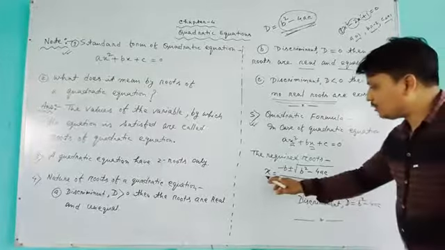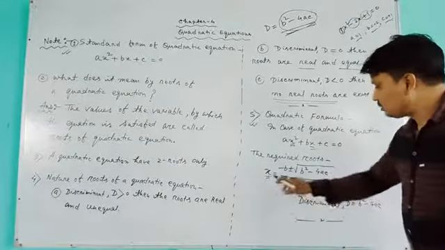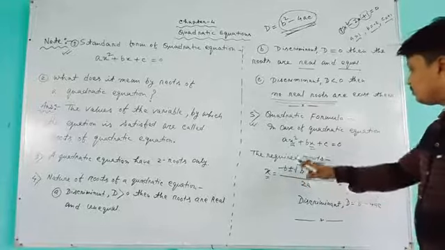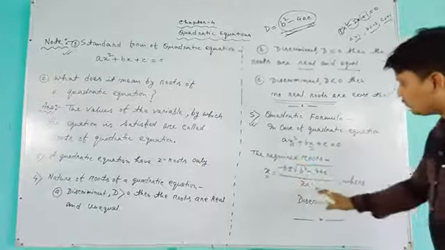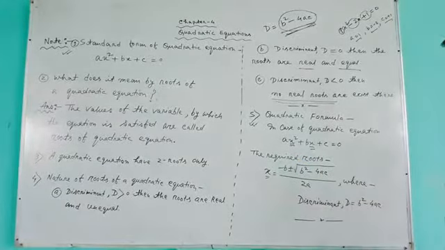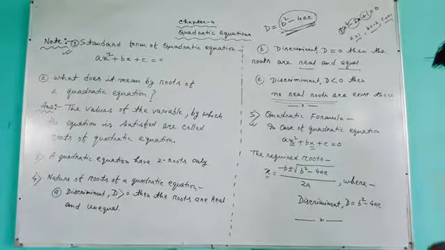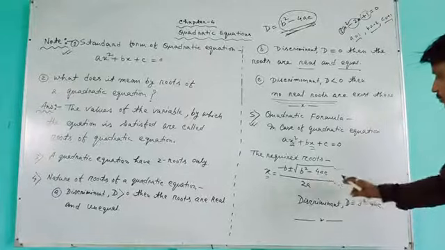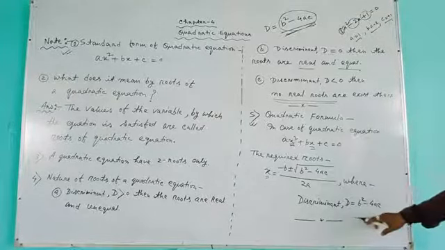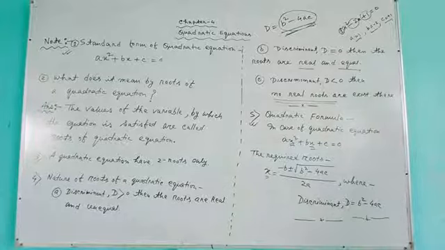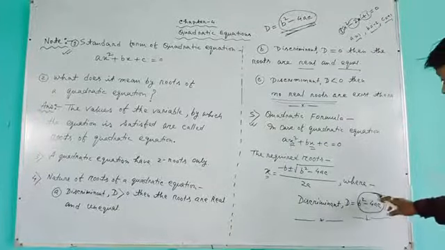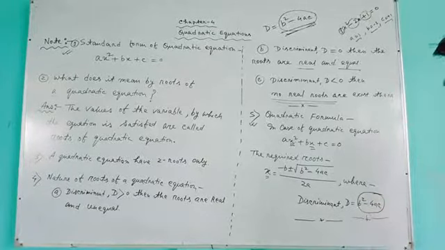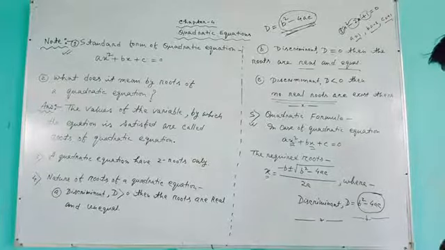So the value of the variable, that means x, we have written: x equals minus b plus or minus root over b square minus 4ac, divided by 2a. It is called the quadratic formula, by which we get the roots of the quadratic equation, where b square minus 4ac is called the discriminant. Discriminant is just one expression on the basis of the coefficients of the quadratic equation, and those coefficients are what?